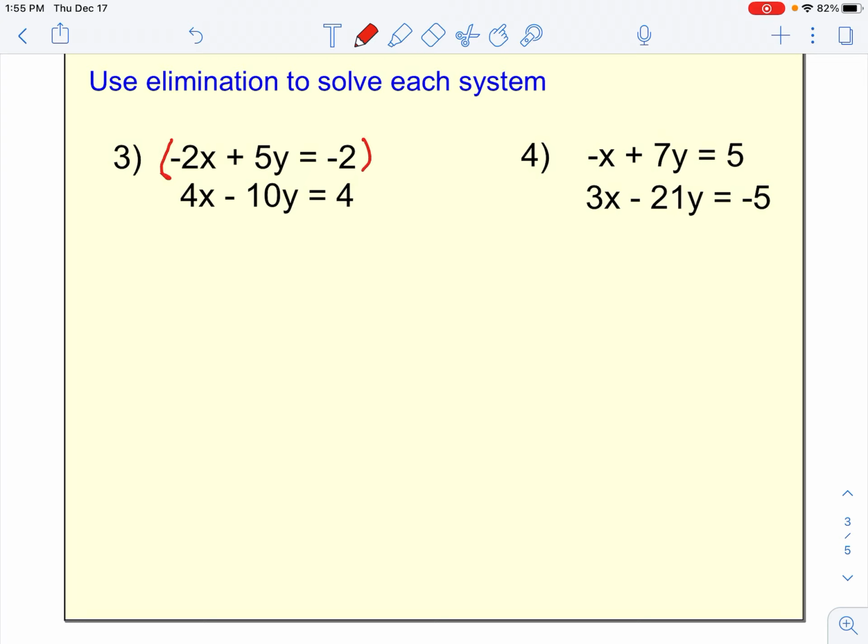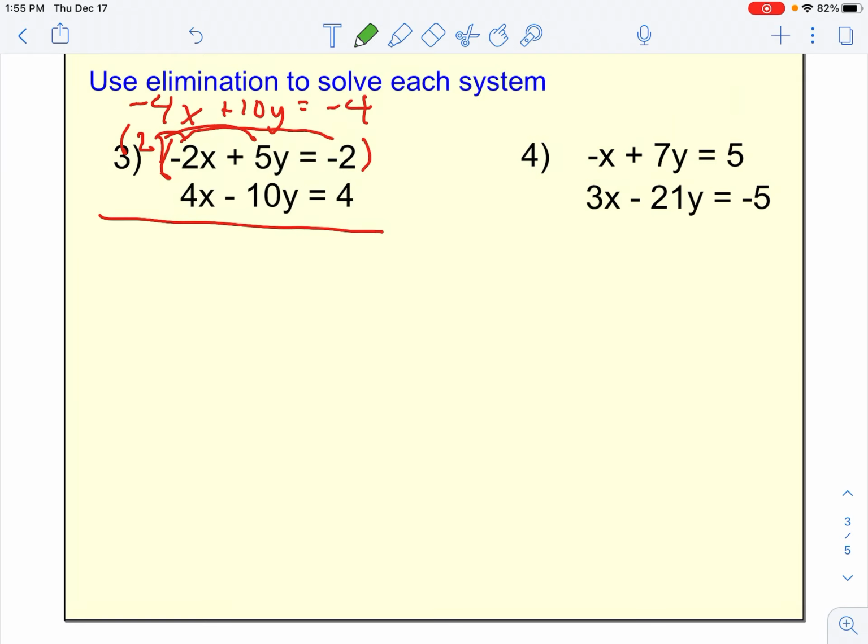All right, well, I can see that we have positive and negative, and so if I multiply this top equation by 2, that is going to give me -4x, and then with the positive 4x below it, it will add up to 0. But again, remember, you have to multiply each of the terms by the 2, so that is going to give me 10y, and it's also going to give me -4. And so now when I add these together, I would get that.